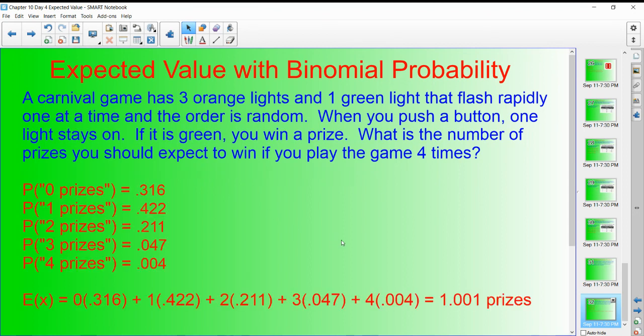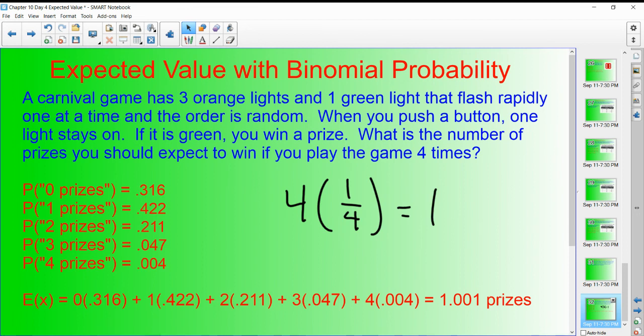So if we use binomial probability, we can find the probability, like we did in the warm-up, of winning 0 prizes all the way up to 4. And these 5 numbers add up to 100%, because those are the only things that can happen. And I take the event, which is win 0 prizes, multiply by the probability of it, and do that for all of them. So you're expected to win 1.001 or just 1 prize, which should make sense because you're going to play the game 4 times and you win 1/4 of them. So 1/4 of 4 is 1.